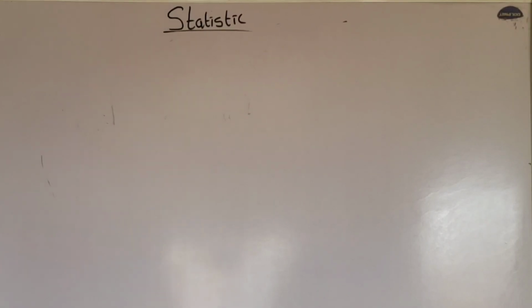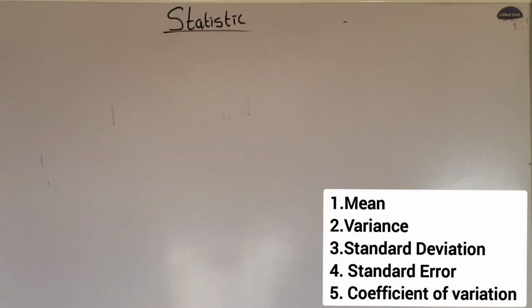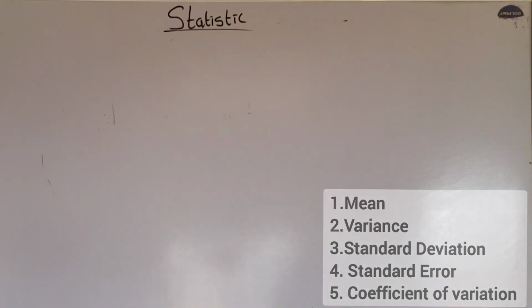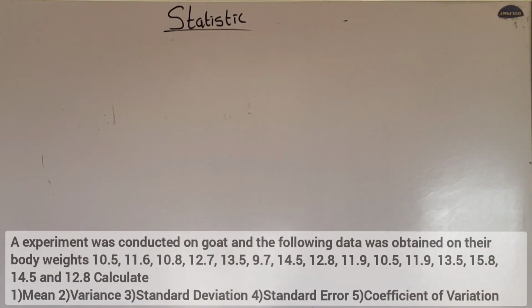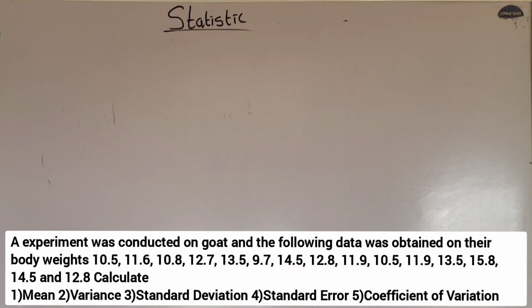In this class, we're going to learn how to calculate the mean, variance, standard deviation, standard error, and coefficient of variation. Okay, let's start with the first question. An experiment was conducted on goats and the following data was obtained on their body weight. We are given the data. Now we are asked to determine the mean value, the variance, the standard deviation, the standard error, and the coefficient of variation of the data.